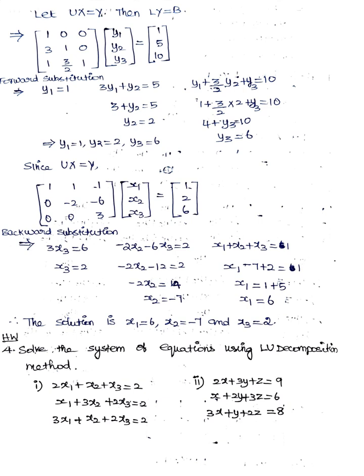We know that UX is equal to capital Y. Already we know the values of U and Y. From this matrix form, we multiply the matrices on the left hand side and equate to the right hand side. Finally, we'll get the values of x1, x2 and x3. This is the procedure to find the solution by the LU decomposition method. Thank you.